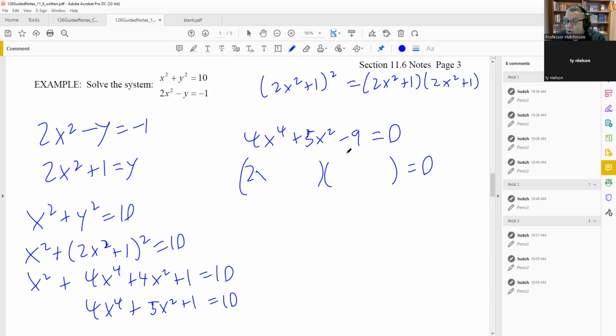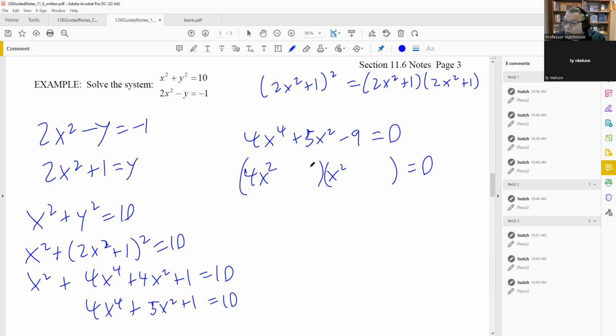So instead, if that doesn't work, then I would try a 4x squared and an x squared. That way, when I multiply that, I get a fourth power. Let's try this now with 3 and 3. 12 and a 3, that doesn't give me a combination of a 5. So 3 and 3 doesn't work. Let's try 1 and 9. 36 and 1 doesn't work either.